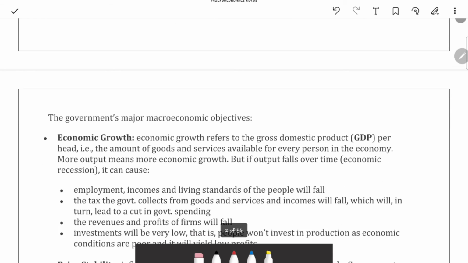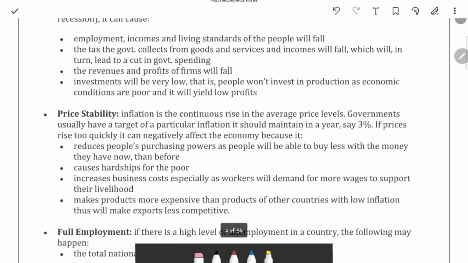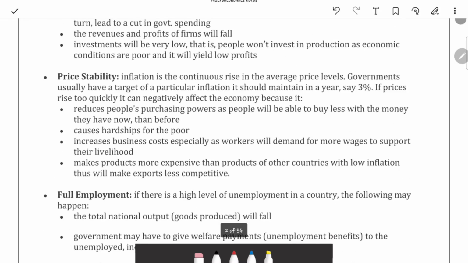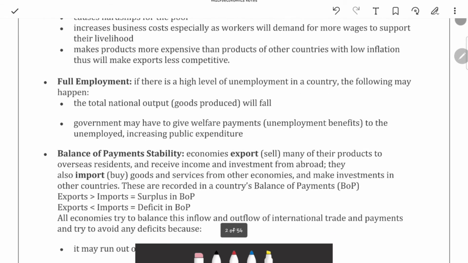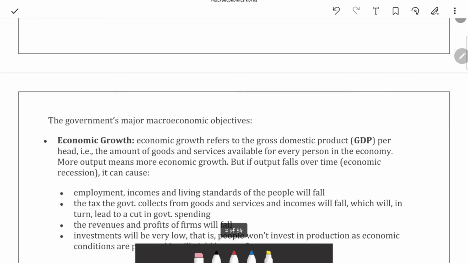Okay, let's have a look at the terms that I was talking about. The terms here are, number one, economic growth. We have price stability, full employment, balance of payments stability, and income redistribution. So basically what I was just talking about. These are what we call the major economic objectives, and throughout this chapter we're going to look at these macroeconomic objectives. So let's start with the first one, economic growth.